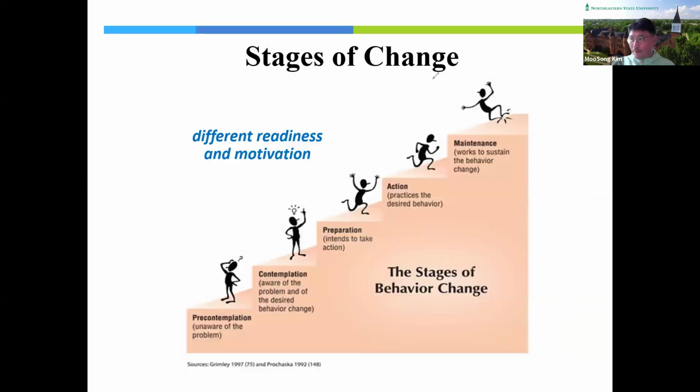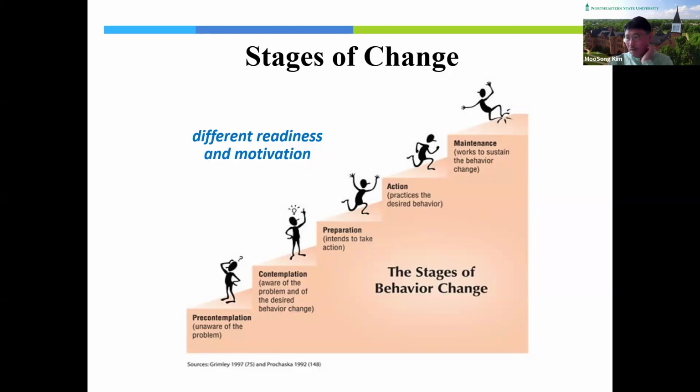So you probably know about stage of change. You probably hear about these stages of change. According to these stages of change, people have different motivation levels, different readiness levels based on their stage. There are five stages: pre-contemplation, contemplation, preparation, action, maintenance. These stages indicate people have different readiness and motivation to change their behaviors. So let's talk about each stage a little bit.